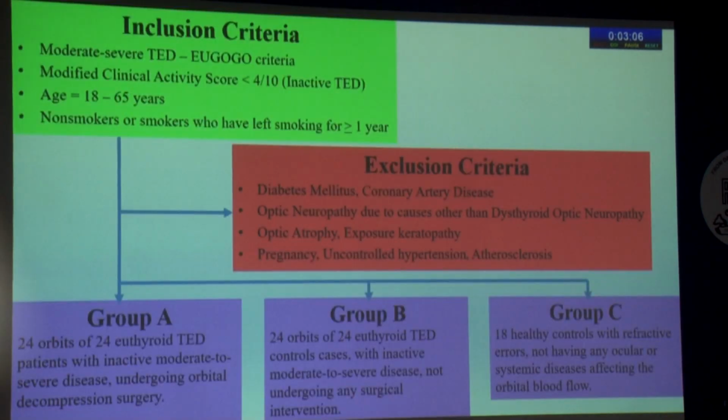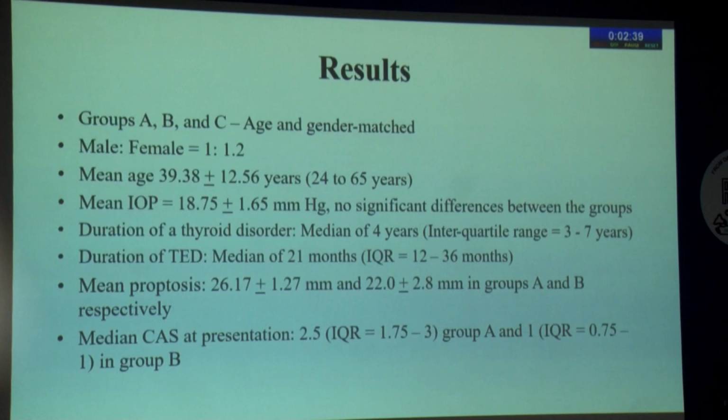thesis, and we included moderate to severe inactive non-smoker adult patients. Any disease which could affect the orbital perfusion, including systemic disease, was excluded. We had three groups. Group A underwent orbital decompression surgery after a euthyroid phase, where a lateral wall and fat decompression was done. Group B had moderate to severe patients who were observed for 3 months, and group C had 18 healthy controls with refractive errors who were analyzed. Our demography and baseline parameters match the epidemiology for thyroid eye disease described in the literature.